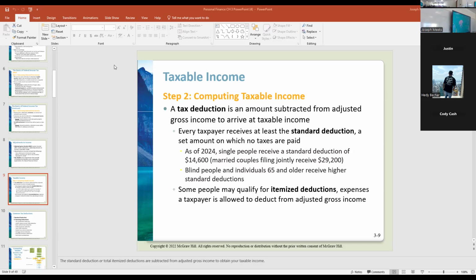It says an amount subtracted from adjusted gross income to arrive at taxable income. All right, yeah, I mean, for just pure definition, that's what it is, but what is it? Oh, you can see the PowerPoint, can't you? Yep. But what is it? Like, when you think of a tax deduction, how would you describe it?